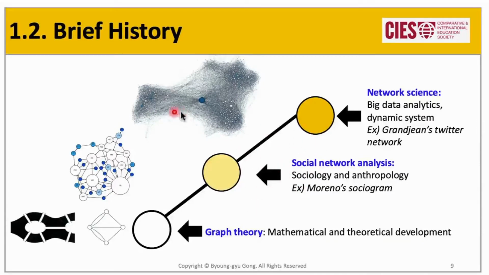The example picture here is from Gran Gin's Twitter network. Gran Gin is one of the founding fathers of the network software Gephi. As you can see from this picture, this clearly shows the massive size of a social network and its details with visualization techniques, differentiating each vertex and edge with size, color, and distance.